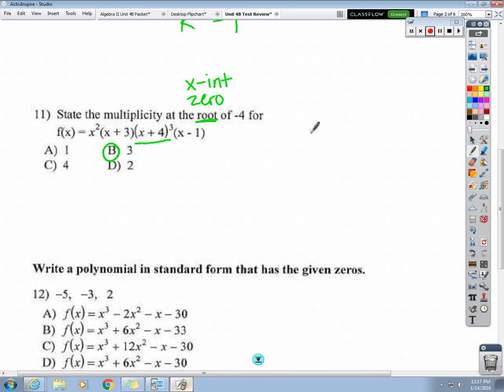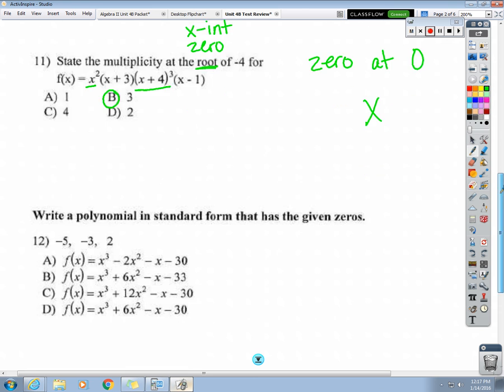So let me ask you this just for an extra question. What about if it has a 0 and the 0 is at 0? How do you write the factor for that? Just an x. So if we go to just the x, what is its multiplicity? 2. What happens when there's a multiplicity of 2 on the graph? It's a bounce. What happens when there's a multiplicity of 3 on the graph? It flattens out.